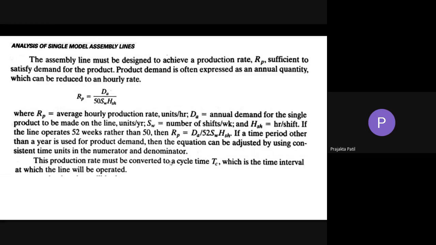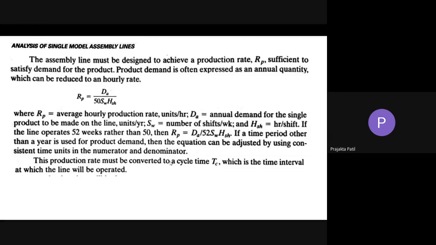So this production rate, that is RP, must be converted to cycle time TC, which is the time interval at which the line will be operated. The cycle time must take into account the reality that some production time will be lost due to occasional equipment failures, maybe some power cuts, lack of certain components needed in assembly, maybe some quality problem, labor problem, or any other reason.